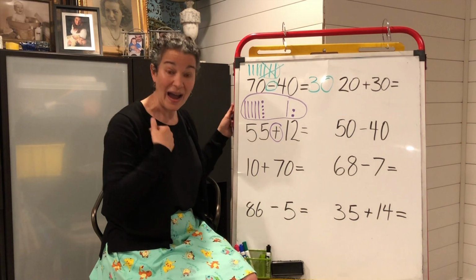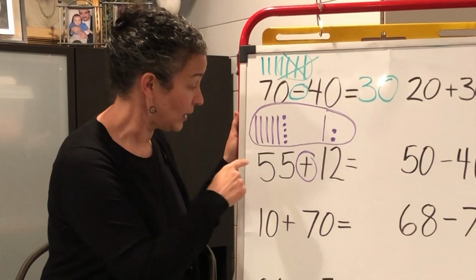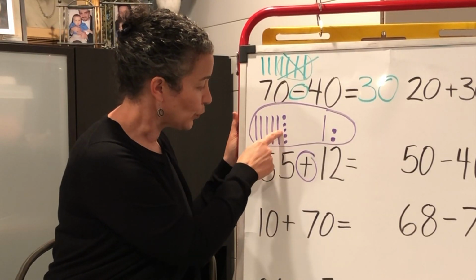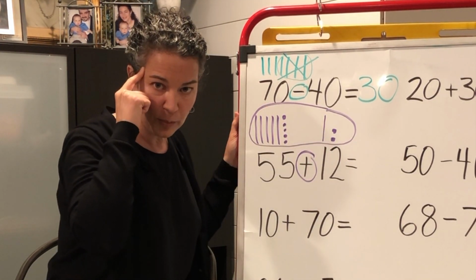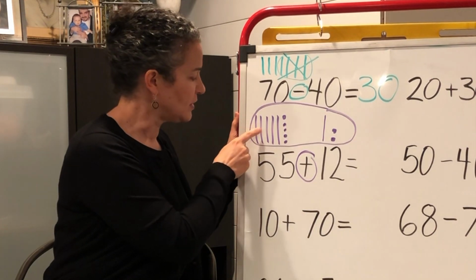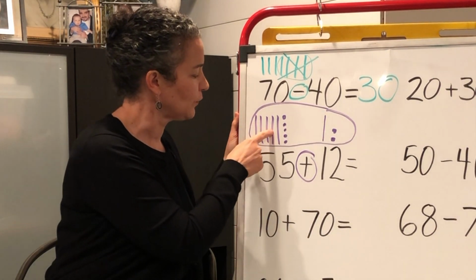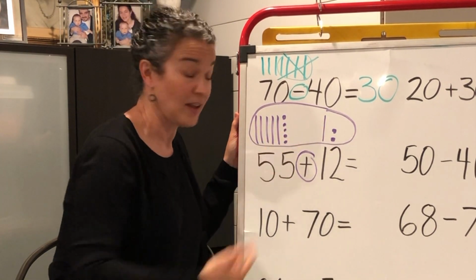And you know, I like to start with the ones place. So here we go. Ready? 1, 2, 3, 4, 5, 6, 7. Now we got to hold that 7 in our brain. Ready? 17, 27, 37, 47, 57, 67.